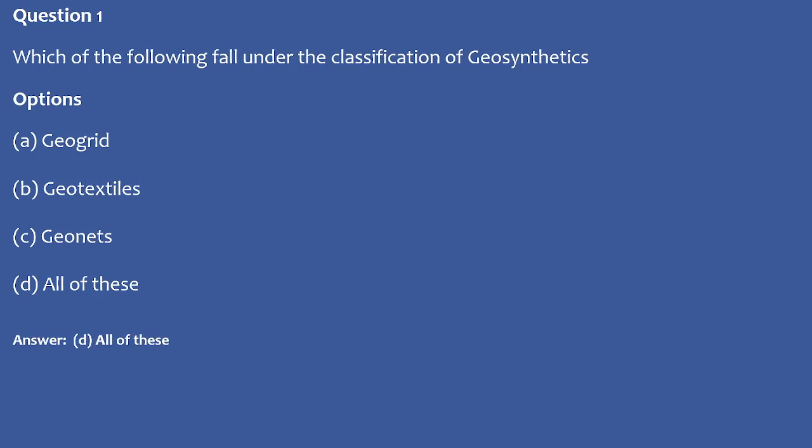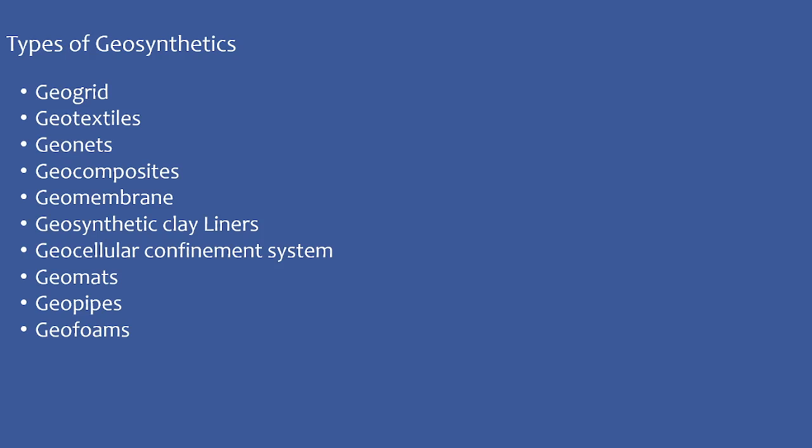So what are the other geosynthetic materials we have? One is the geogrid, then the geotextile, geonets, geocomposites, geomembrane, geosynthetic clay liners, geocellular confinement system, geomats, geopipes, and geoforms. So these are all the geosynthetic materials available to us. The discussion about each and every geosynthetic type you can see in the lecture notes given by Professor Bedia. In there, he has very deeply defined the application of each geosynthetic material, what its manufacturing is like, and what it is made up of.